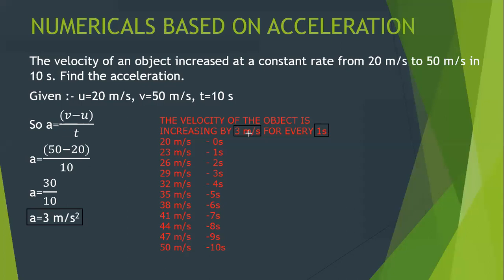So you can say it in this way as well. The acceleration is 3 meter per second per second. You can say 3 meter per second per second. But instead of saying per second twice, we say 3 meter per second square.